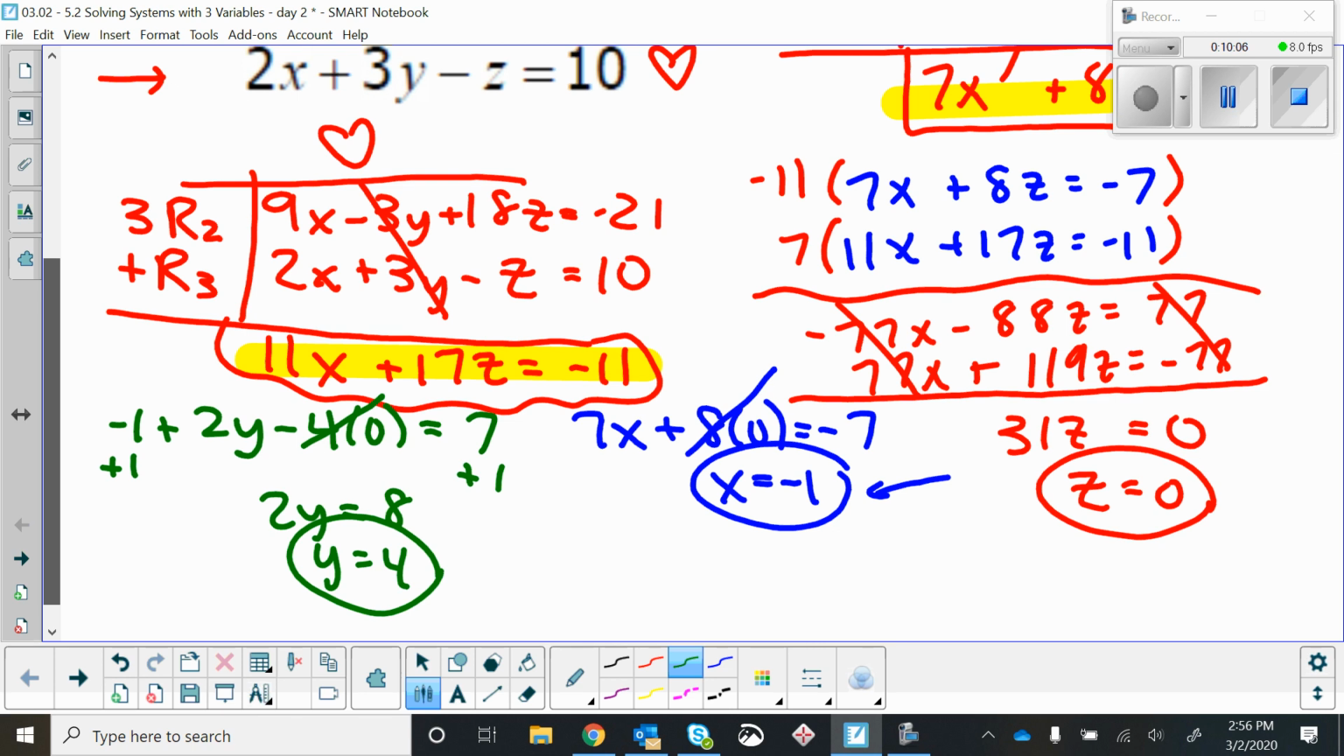Please don't forget, yeah, as an ordered pair. Please don't make your answers like this. You want to write it as an ordered triple, where x is negative 1, y is 4, z is 0.